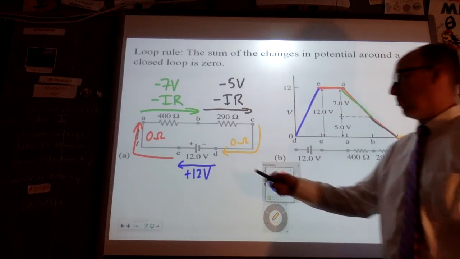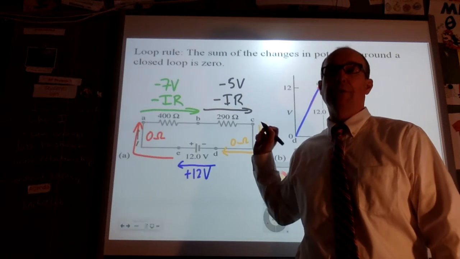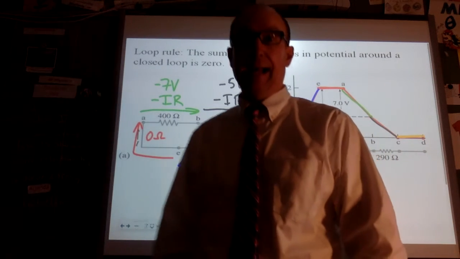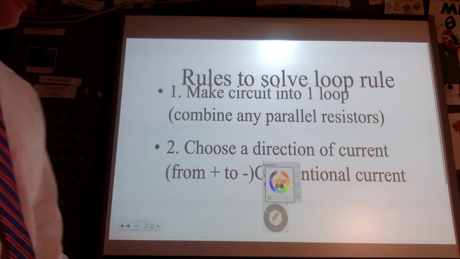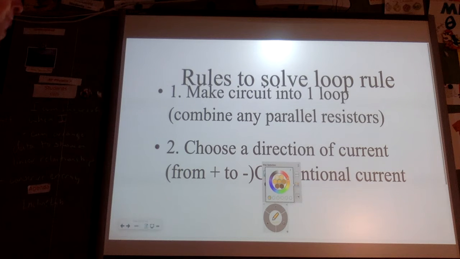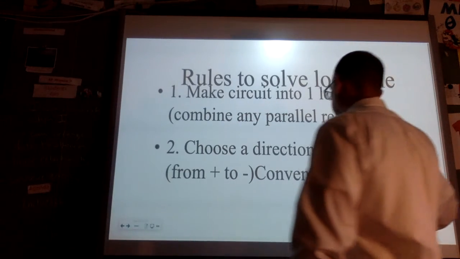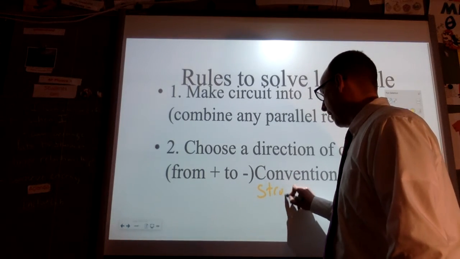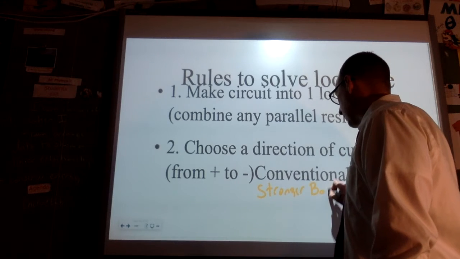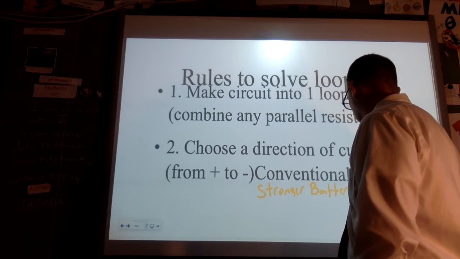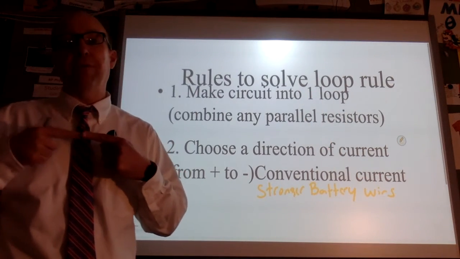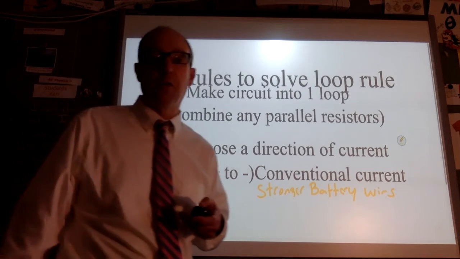So if we go forward across a battery, add the 12 volts. If you go backwards across it, you would subtract it. Going across a resistor, you do minus IR. All right, so we're going to try to make it into one loop, and we're going to choose the direction of the current. The current is going to go from positive to negative. This is our conventional current. And a stronger battery is going to win. So if two batteries are pushing against each other and one's 20 volts and one's 12 volts, the 20-volt battery is going to overpower the 12-volt battery.